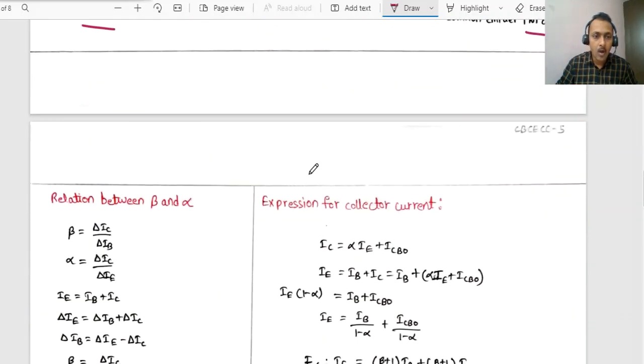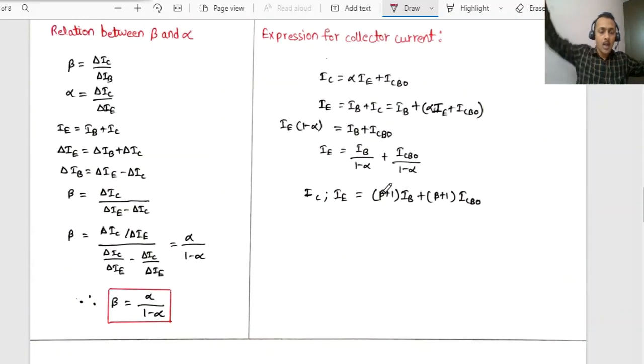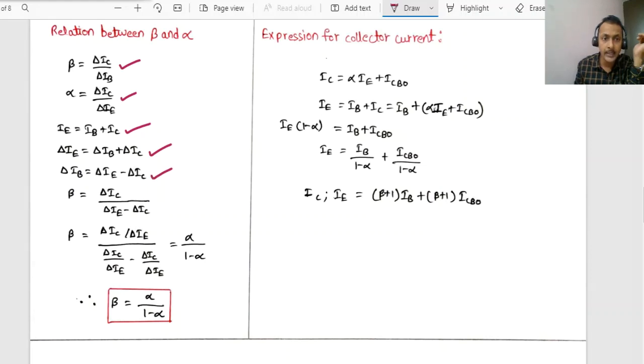Now, what could be the relationship between beta and alpha? Just now we defined beta as the change in collector current to the change in base current, but alpha we defined in the previous discussion as the change in collector current to the change in emitter current. But from transistor basics, the emitter current is equal to the base current plus collector current. A small change in emitter current is equal to delta IB plus delta IC. Based on that, delta IB is given by delta IE minus delta IC.